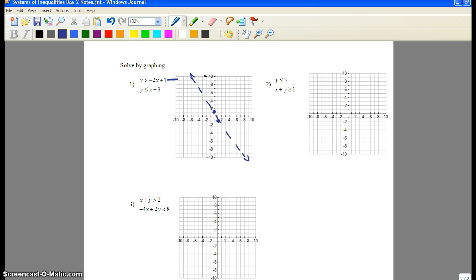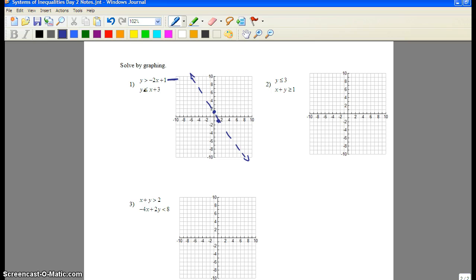Okay, now we need to figure out where to shade. I'm going to tell you a shortcut to shading instead of testing a point. Here's another method. This statement right here says y is greater than. The coordinate y is up or down, right? So if we say greater than y, which one would it be, up or down? Does greater make sense to be up?